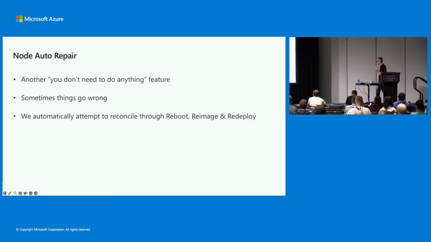Node auto repair, much like auto drain, is one of those you-don't-need-to-do-anything features, but is really interesting in terms of what it does. If we see that your node has gone into a not ready state, we will try and automatically reconcile that for you. So that will be either through a reboot, so turn it off, turn it on again, see if that fixes it. If that doesn't work, we'll then re-image the virtual machine that you have. And finally, if that doesn't work, we will redeploy a virtual machine with a new node image and try and get your workloads back up and running as quickly as possible.